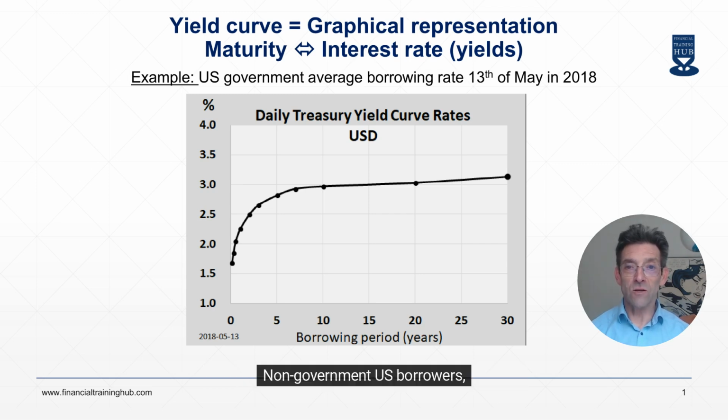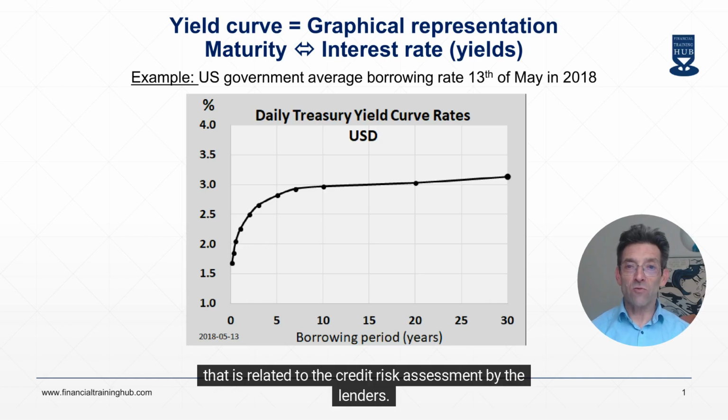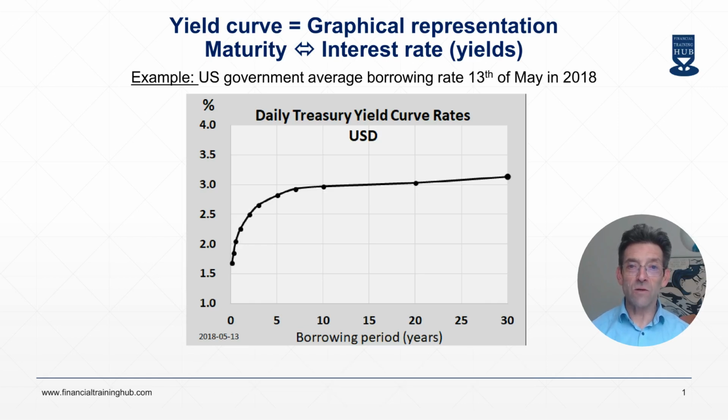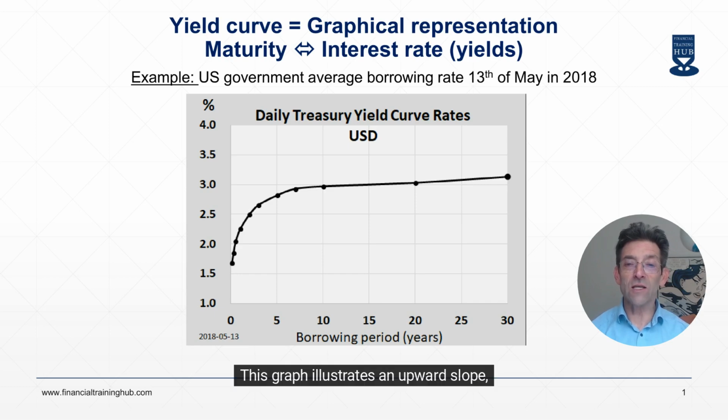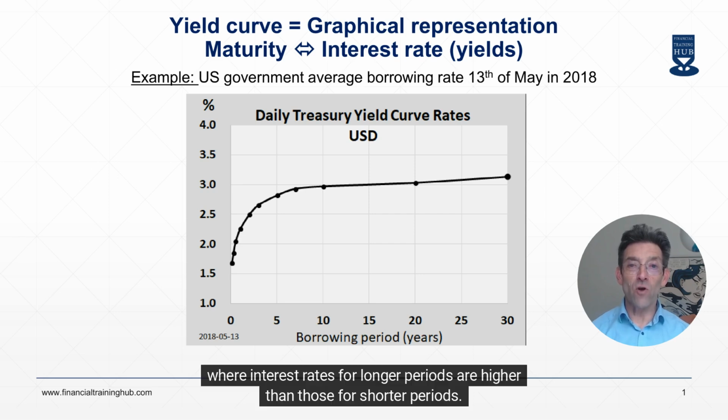Non-government U.S. borrowers will have to pay higher rates per period that is related to the credit risk assessment by the lenders. This graph illustrates an upward slope or rising yield curve, where interest rates for longer periods are higher than those for shorter periods.